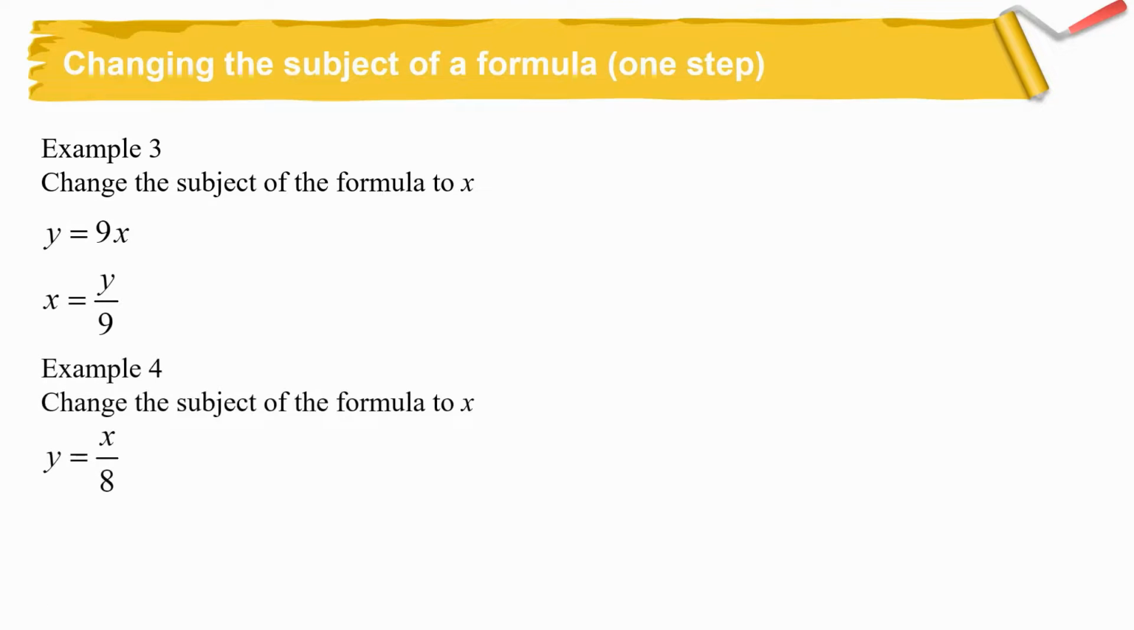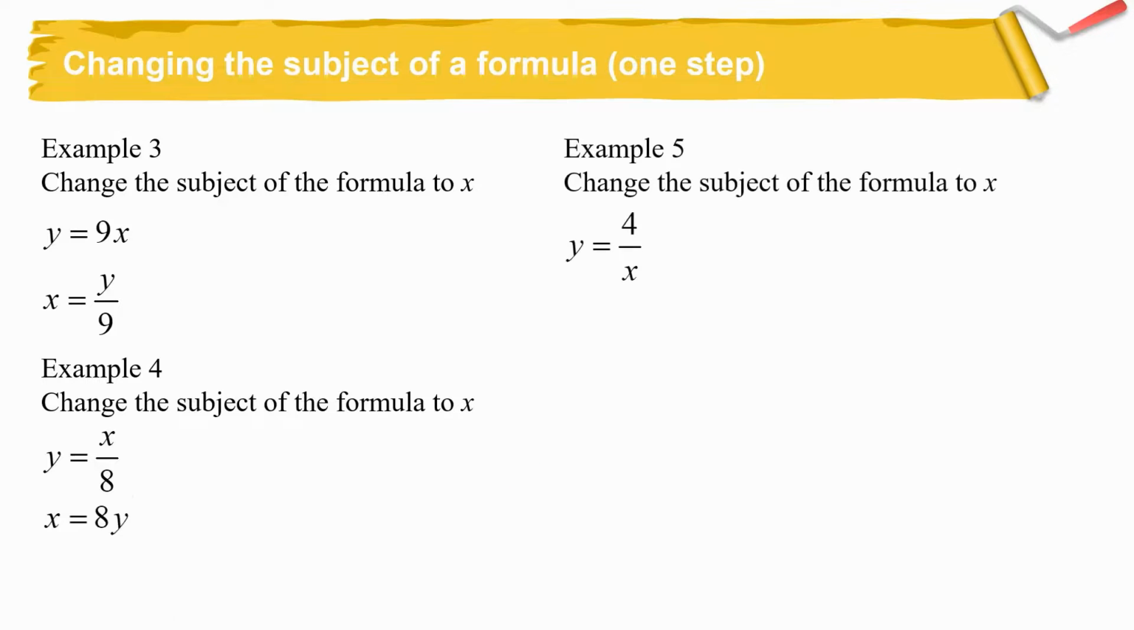Alright, for the fourth example, y equals x over 8. So in maths, when there's a fraction, it means divide. So we want the subject as x. So divide by 8, the opposite is multiply. So we can say x equals 8y. So these are the 4 simple examples: addition, subtraction, multiplication, and division, which I would like you to master.